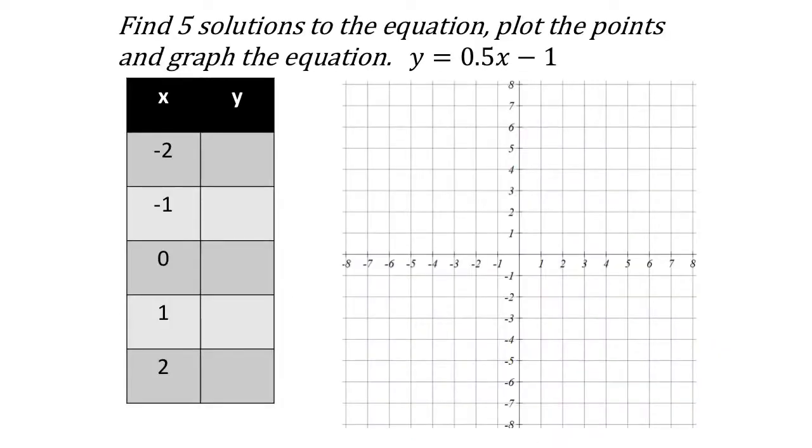So on this one, find five solutions to the equation. Plot the points and graph the equation y equals 0.5x minus 1. Now, in this table right here, we need to remember that these are ordered pairs horizontally, right? So negative 2, y, whatever the y value is here, is an ordered pair, which then we can put on the graph.